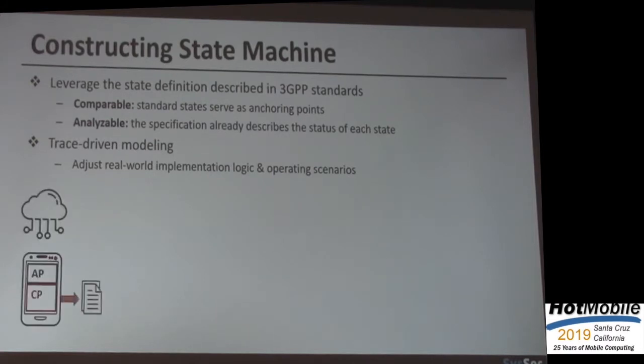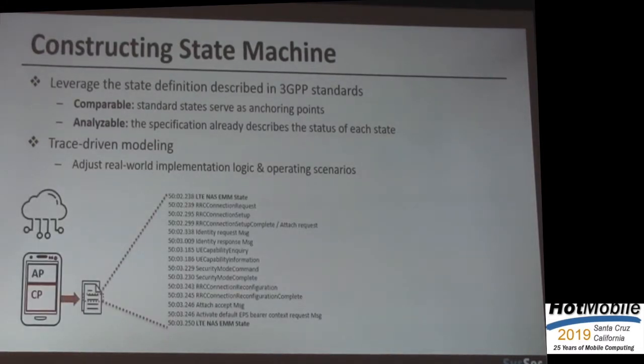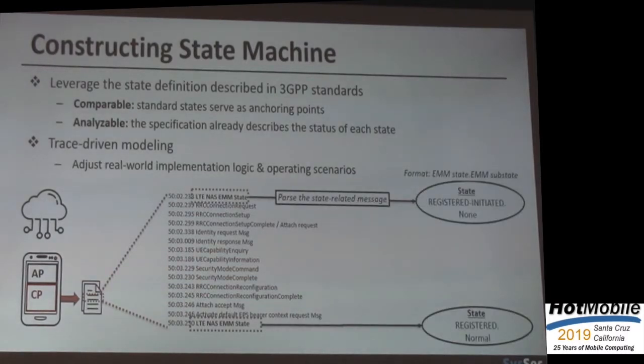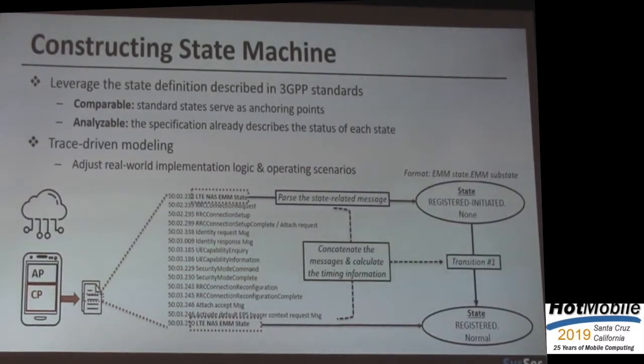Here's an example. When the UE communicates with the network, the baseband generates a log called diagnostic messages. With this, we first parse the state-related messages and generate them as a state. Then we define a transition as a sequence of messages between two states and store the timestamp information to compute the elapsed time. By its design, each transition reflects a specific scenario, because different operation scenarios often involve different sequences of messages. Note that the standard only describes the transition with short, high-level language.